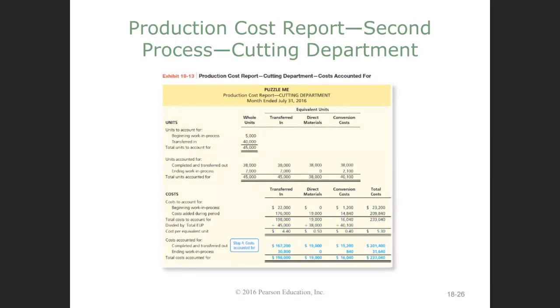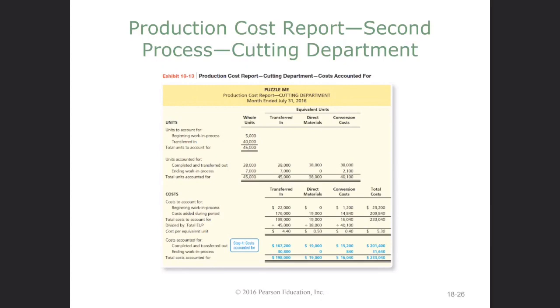And then our step 4, our cost accounted for, we have completed and transferred out plus our ending work in process equals the total cost accounted for. And that's for all 3 items. So if you're looking at transferred in, direct materials, or conversion costs, we're adding completed and transferred out plus ending work in process equals total cost accounted for.